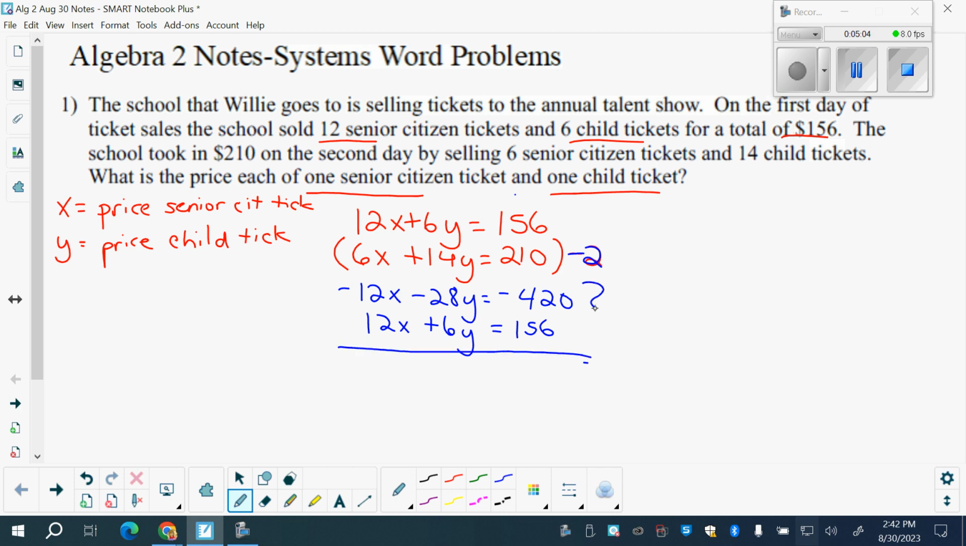So we're going to add them, and when we add them, they cancel. You may want to get a calculator if you don't already have one. You may want to borrow one. So these cancel, and we get negative 22y equals 264. Then we get y is 12.